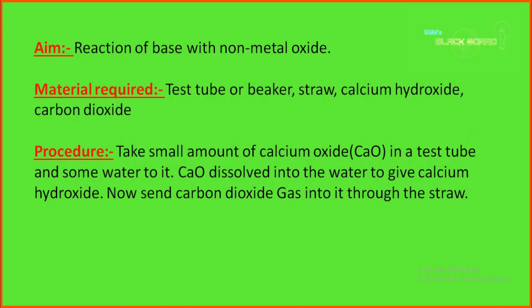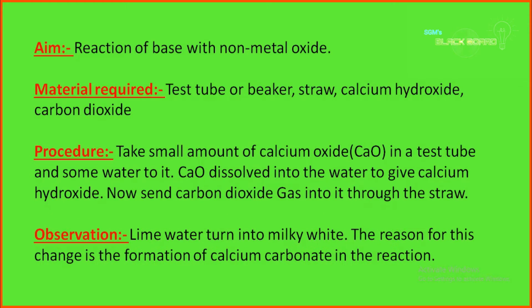Procedure: take a small amount of calcium oxide in a test tube and add some water to it. Calcium oxide dissolves in the water to give calcium hydroxide. Now send carbon dioxide gas into it through the straw. We will observe that the lime water turns milky white. The reason for this change is the formation of calcium carbonate in the reaction.